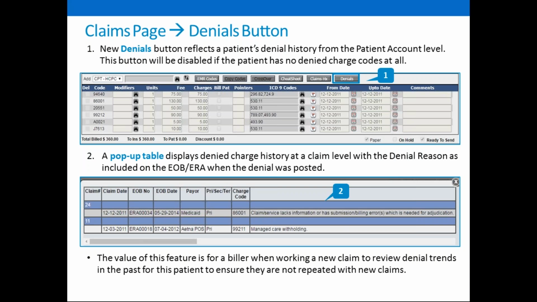This is informational only, so there's no data entry or interactivity here, but it does give you, in descending order, every claim that has had a denial for this patient. This is a valuable feature for you as a biller when you're working a new claim, because you can review any kind of denial trend in the past to make sure it doesn't get repeated with the new claim. So you're able to perhaps circumvent any potential denial up front.